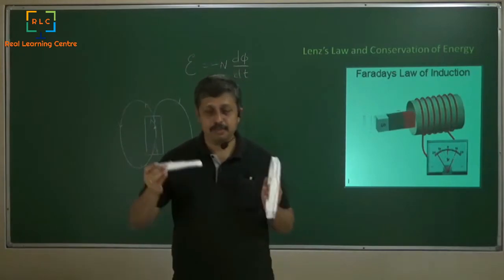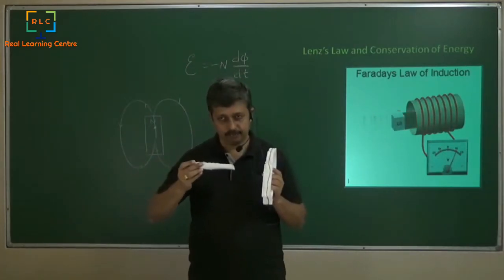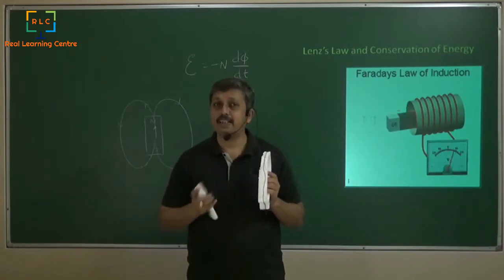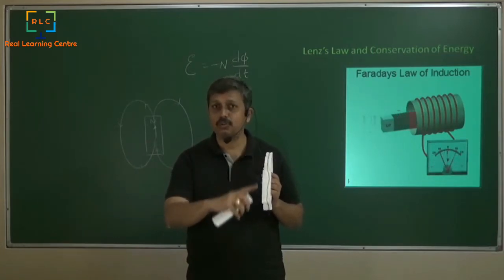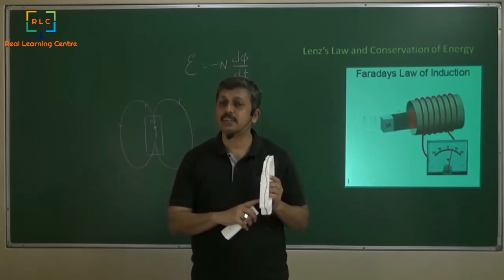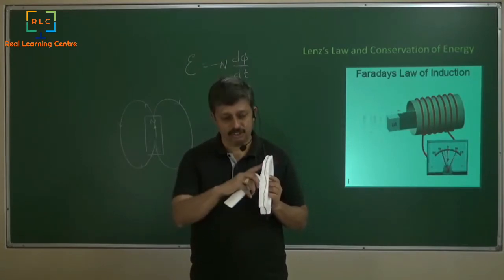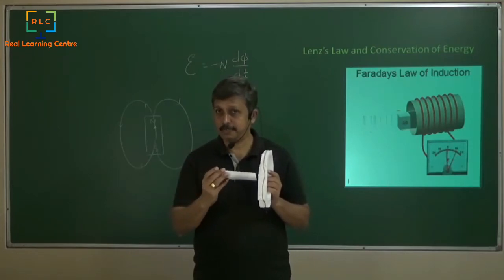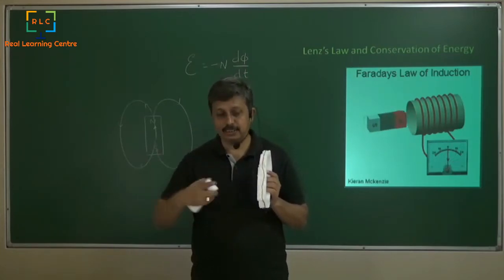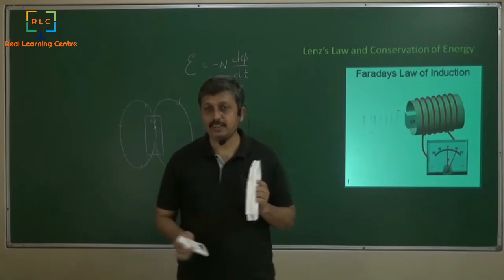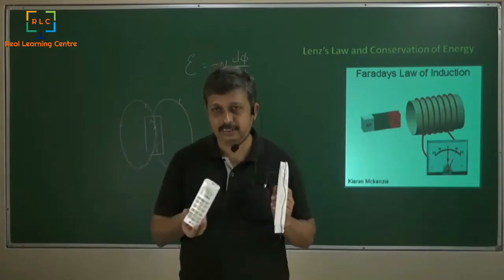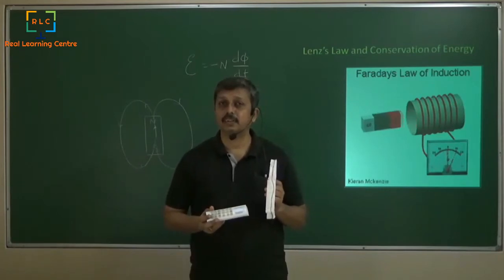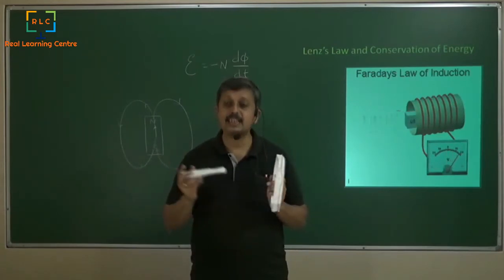Let us say my magnet is approaching. When it is approaching nearby, the magnetic field linked inside this coil is actually increasing. If you see this, it is in this direction, because north is this side, and it is increasing.